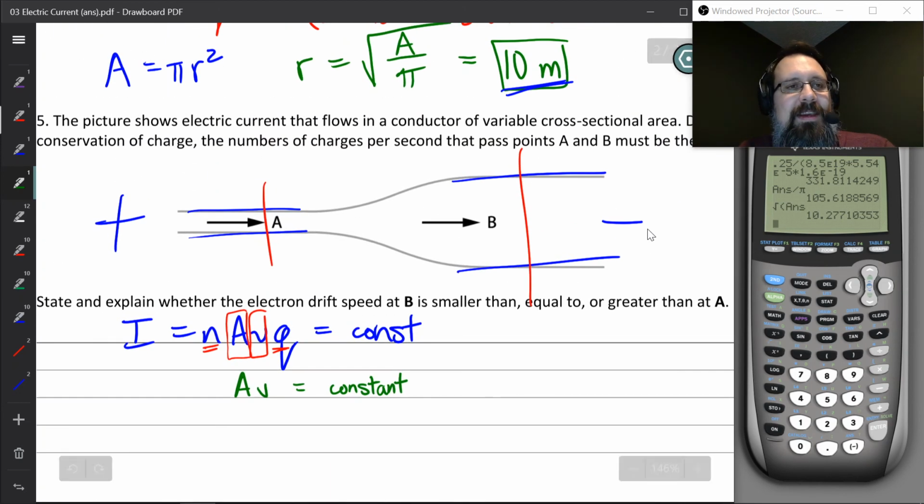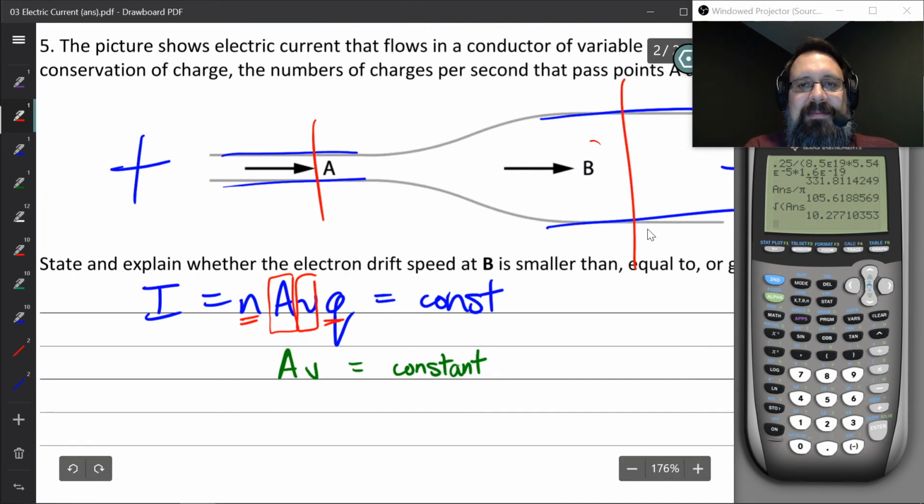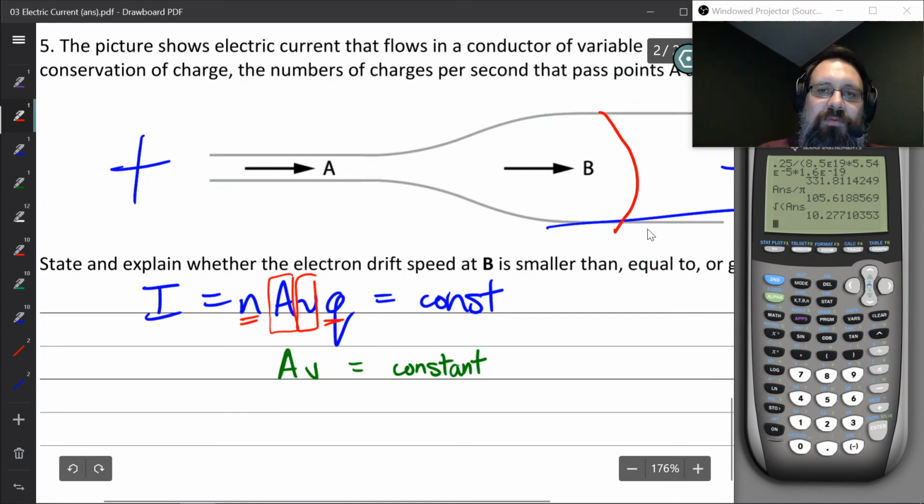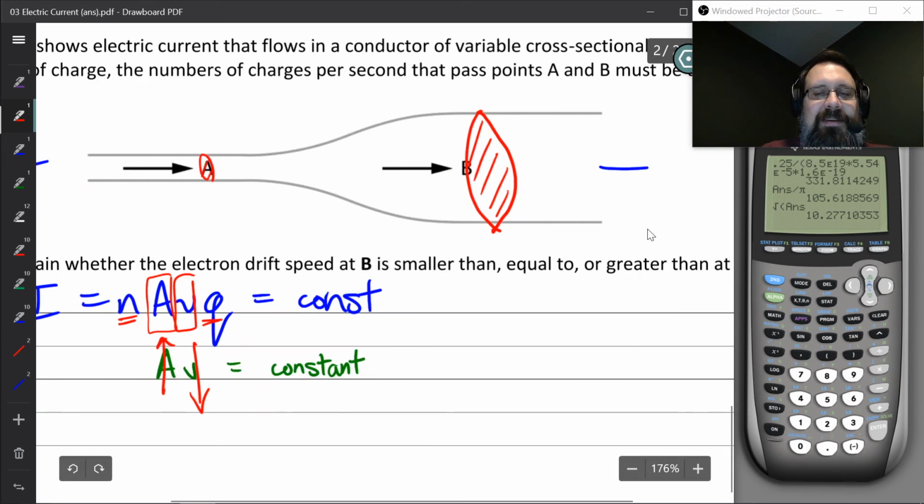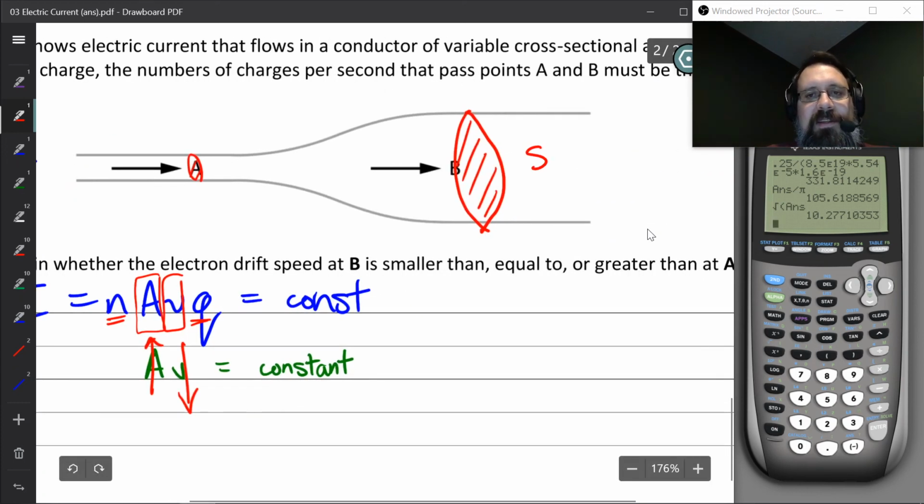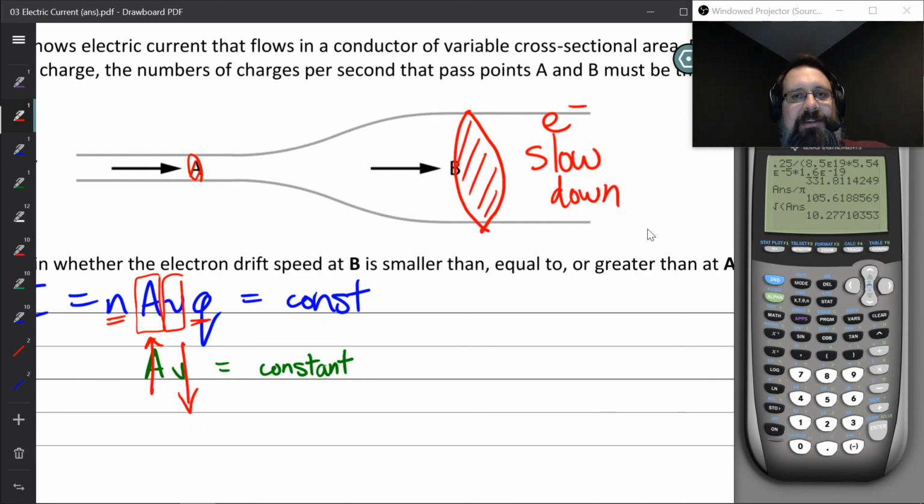So what does it say? State whether the electron drift speed at B is smaller than, equal to, or greater than at A. So looking at B, what happens in this equation? B has a greater area than A. So the area at B goes up. And since Av has to stay constant, what has to happen to v is it has to drop down. So when the electrons go into this bigger section, they're going to slow down. So when the wire gets wider, the electrons slow down.